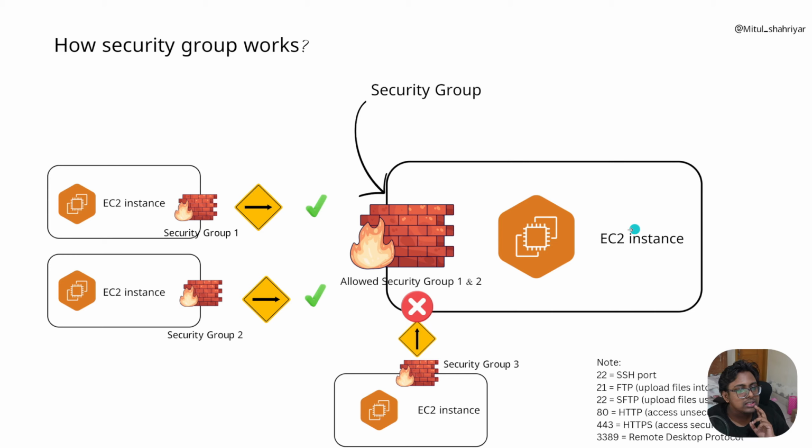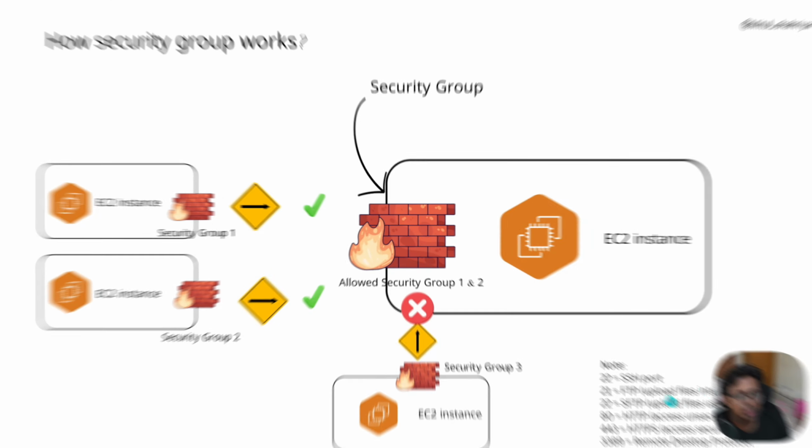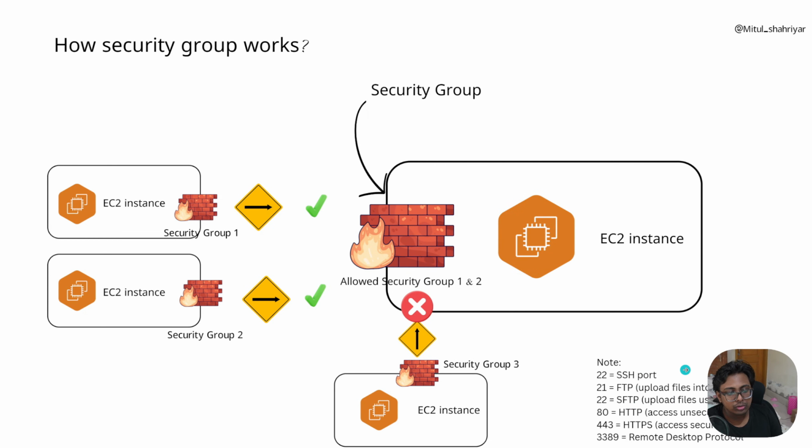So lots of EC2 instances can be added automatically. Once you allow this security group, for example, if security group 1 had thousands of EC2 instances, not only one, then you can understand that this EC2 instance can be connected with thousands of EC2 instances. So it's just scaling up. It can work like that.